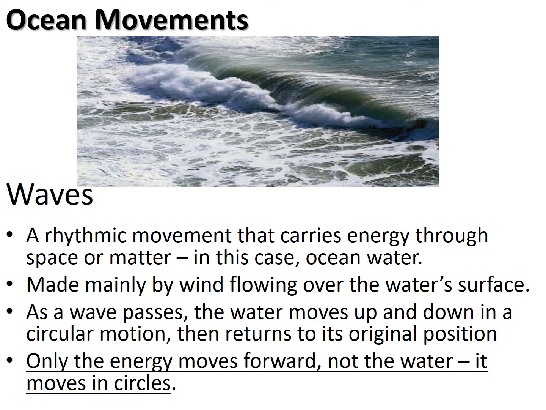All right, ocean movement. So how does the ocean move? First, what's very clear to us that you can see are the waves. This is a rhythmic movement that carries energy through space and matter, and in this case, it's the ocean water. It's mainly made by wind flowing over the water surface. As the wave passes, the water moves up and down in a circular motion and then returns to its original position. Only the energy moves forward, not the water. The water is moving in circles, so it's not actually moving forward, it's going up and down but staying in the same location.